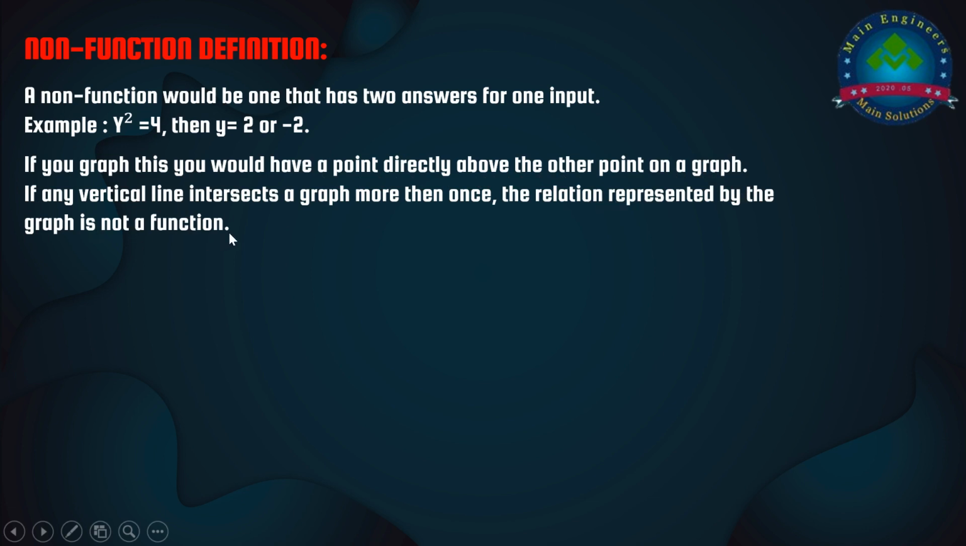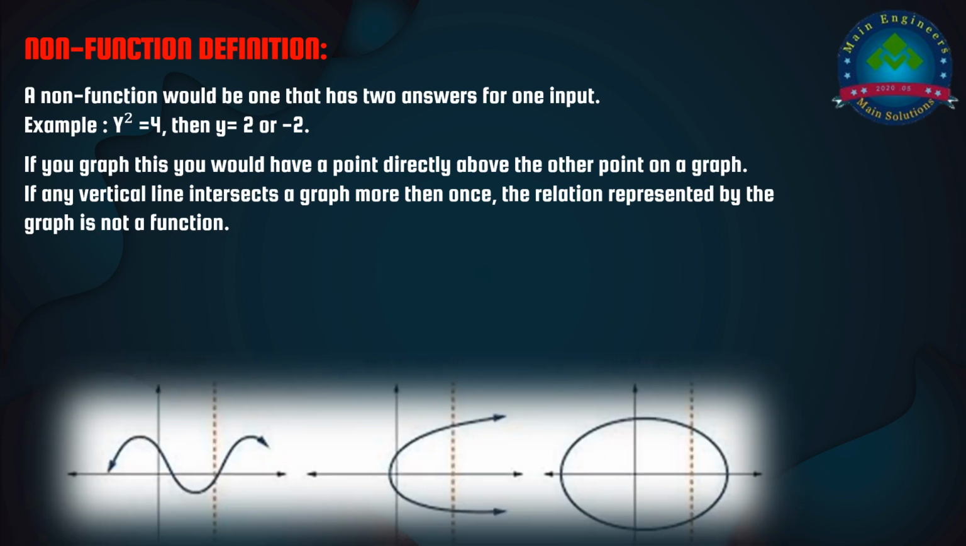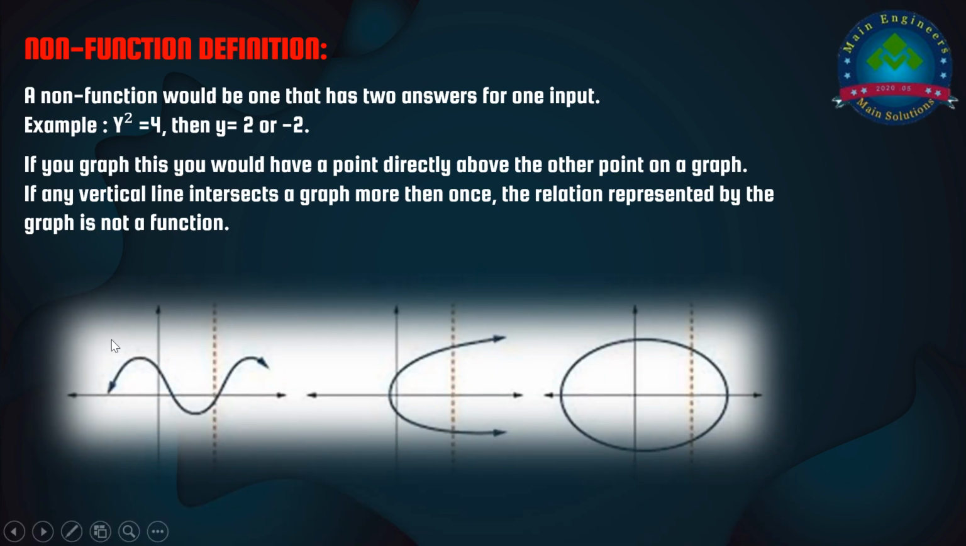Let's illustrate this with a sketch. So here, as we see the wave, if we draw what is said, if any vertical line intersects the graph more than once, the relation represented by the graph is not a function. If you draw a vertical line here, you see only one point of contact. Similarly, if you draw any vertical line anywhere on this wave, you will only find one point of contact. That means it is a function.